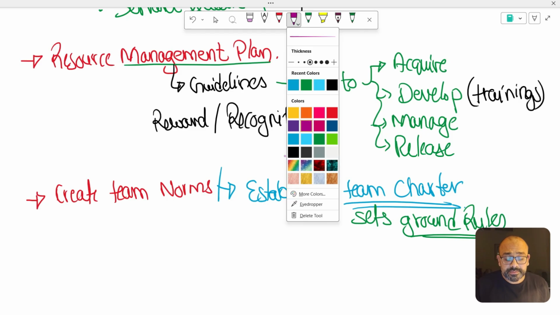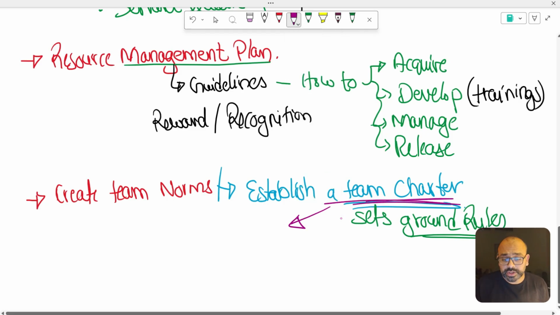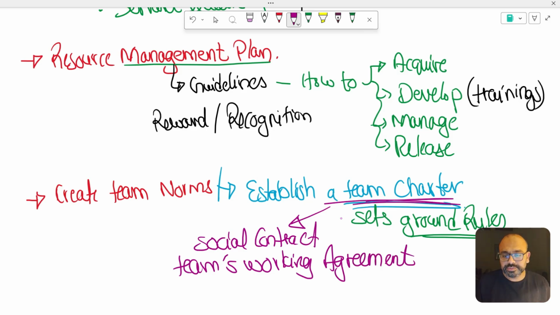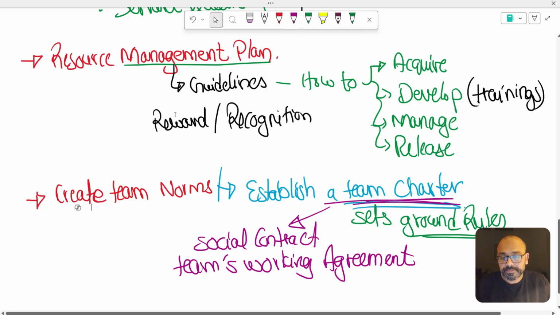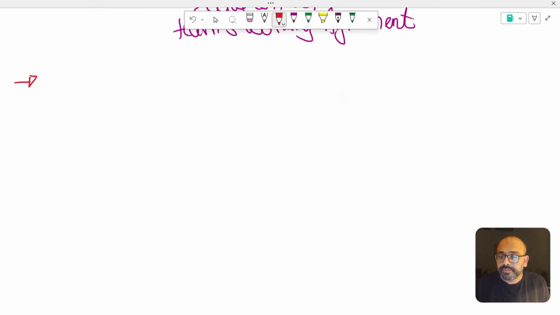In the exam, when you see the words team charter, you might see another term, by the way, which is the social contract. You might see this word, or you can say the team's working agreement, right? So all these words are interchangeable when it comes to the team charter. Then the next concept over here is defining roles and responsibilities.